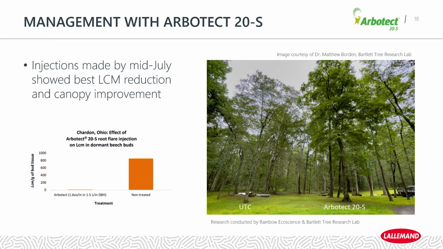And the graph that you see is from the same trial, but a different site, which shows the effect of Arbortect used as a root flare injection on the nematodes present in dormant beech buds. So it's very visual, that reduction in the population for those that were treated on the left and those that were not treated on the right. And the research has shown a reduction in nematodes along with symptoms in the trees and subsequent reduction in further dieback as a result of beech leaf disease as well.